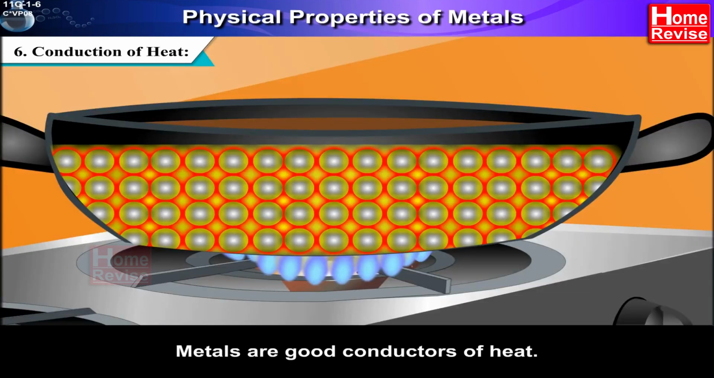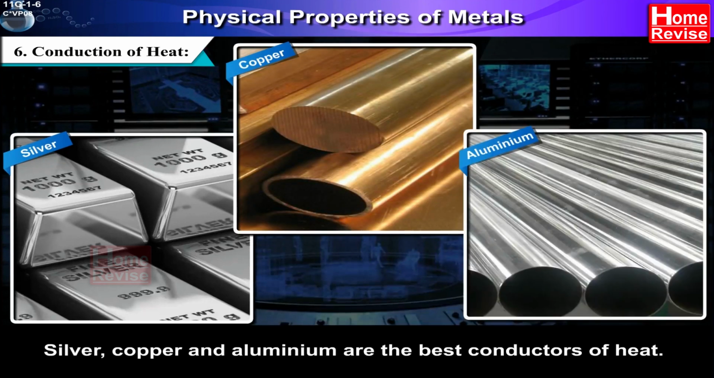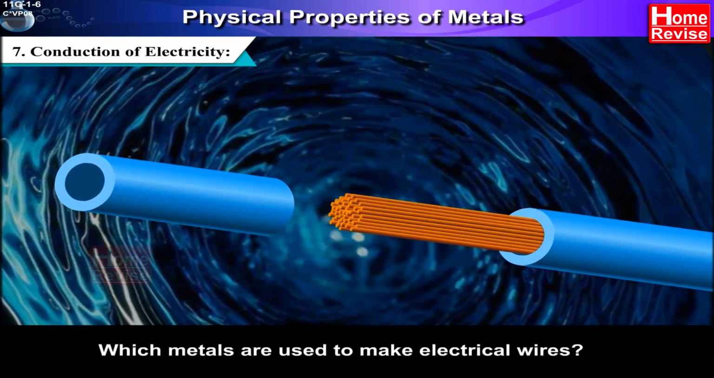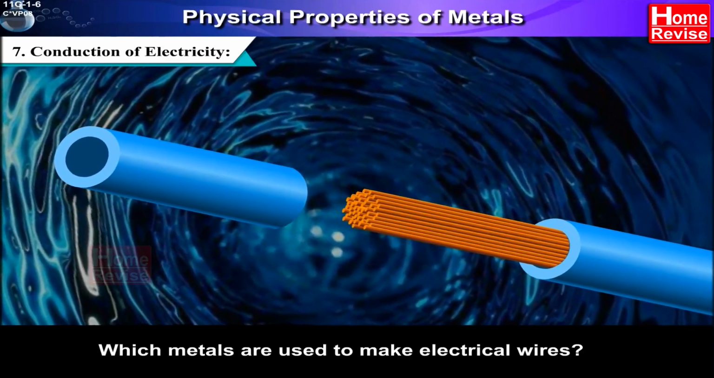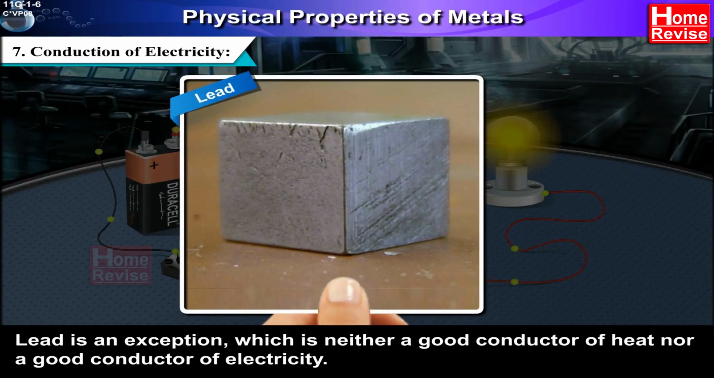Metals are good conductors of heat. Silver, copper and aluminium are the best conductors of heat. 7. Conduction of electricity. Which metals are used to make electrical wires? Metals are good conductors of electricity. Lead is an exception, which is neither a good conductor of heat nor a good conductor of electricity.